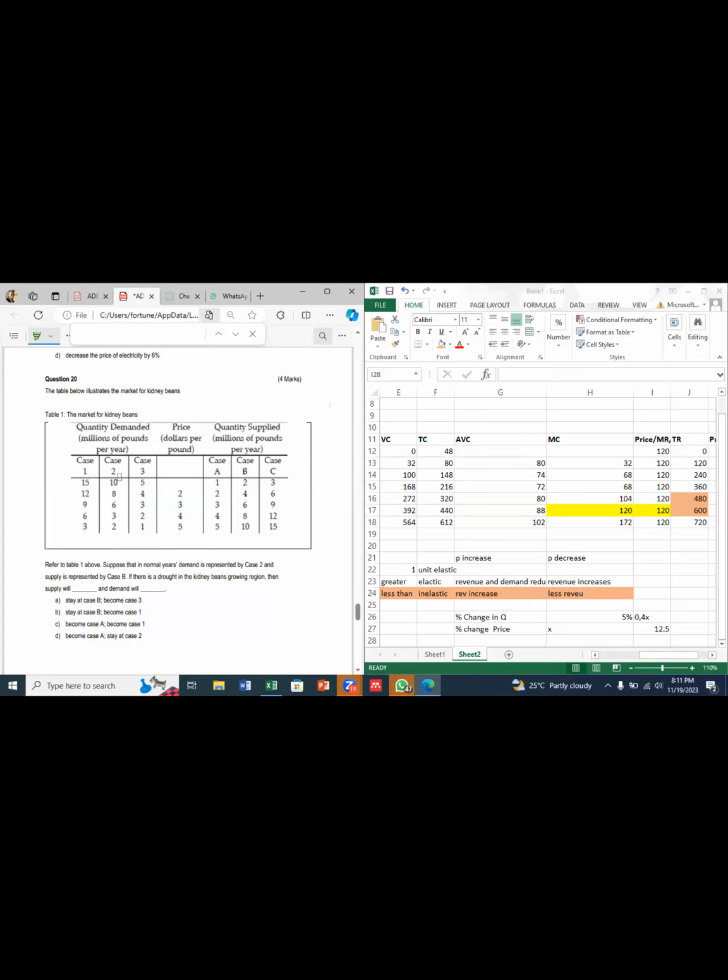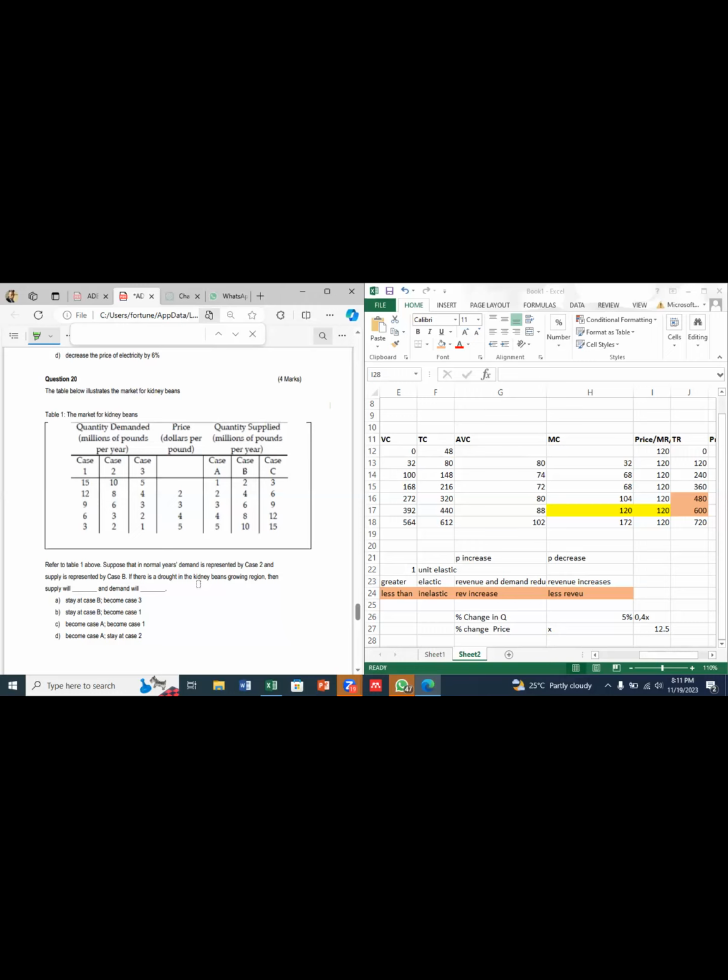All right. What are we looking for here? If there's a drought in the kidney beans region, then supply will and demand will. So obviously, without looking at the table, we understand that if there's a drought, what is affected by drought, supply or demand? What mainly is affected by drought? Supply. It would be supply. Yes. So whenever we're having a drought, supply reduces, and usually demand does not really reduce, but sort of increases or stays the same.